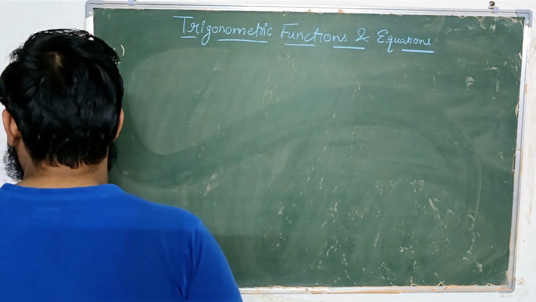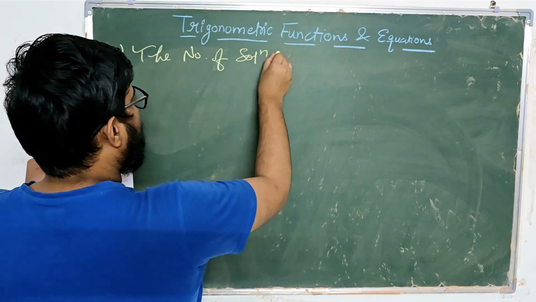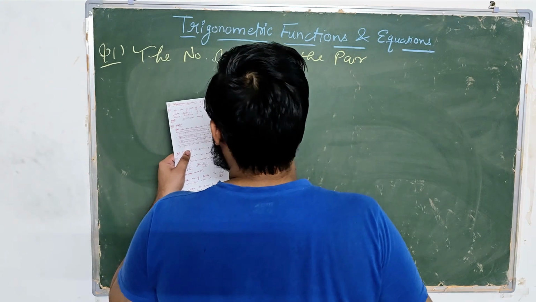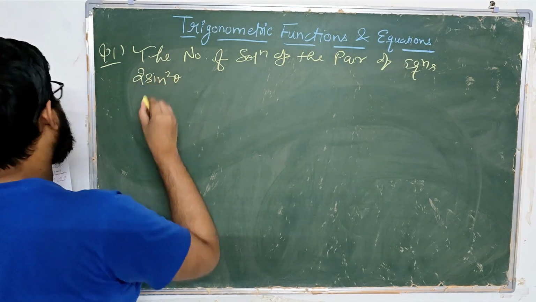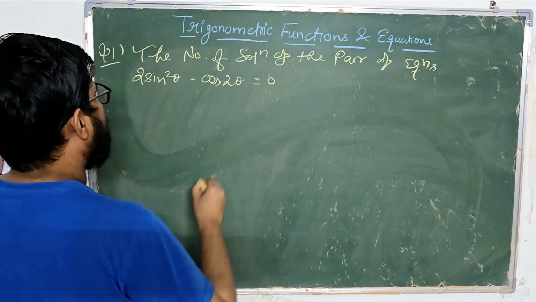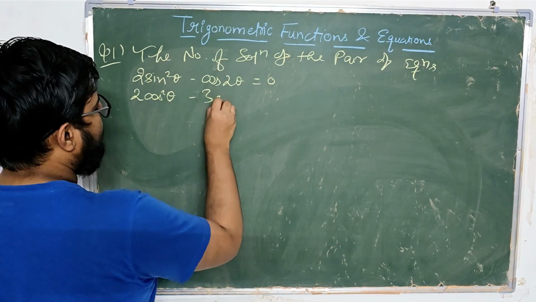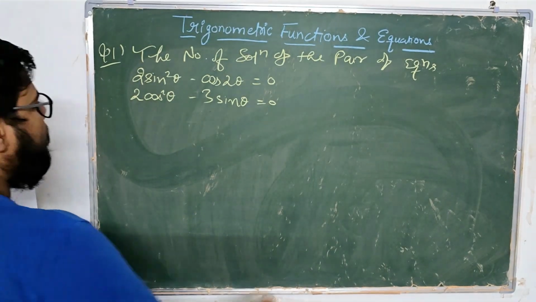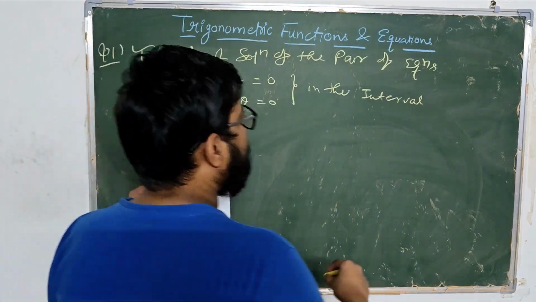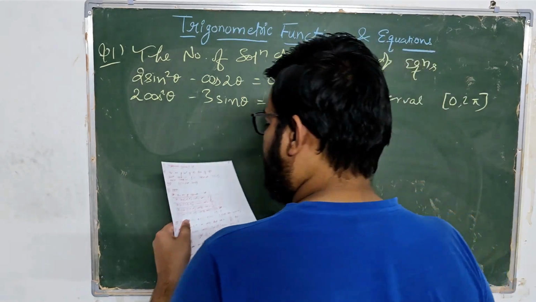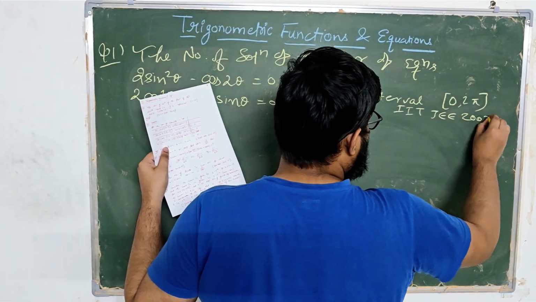Question 1. The number of solutions of the pair of equations 2 sine square theta minus cos 2 theta is equal to 0 and 2 cos square theta minus 3 sine theta is equal to 0, in the interval 0 to 2 pi. So this is from IIT JEE 2007.